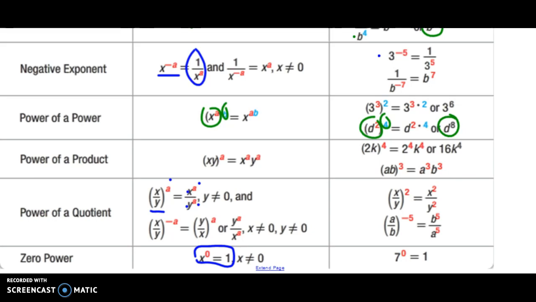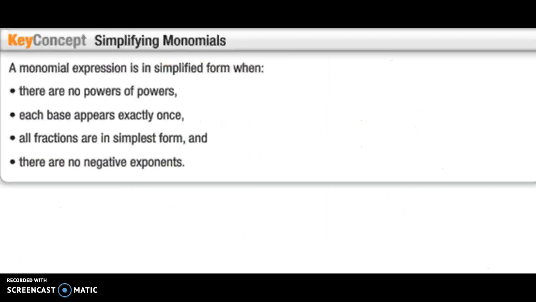So we can use all of this information and all of these properties of exponents to solve polynomial problems. Let's look at what we have to do to simplify. Anytime we're simplifying, we need to make sure there's no power to a power, each base is only there once, all fractions are in the simplest form, and we don't have any negative exponents. We'll come back to this and make sure that it's simplified all the time.